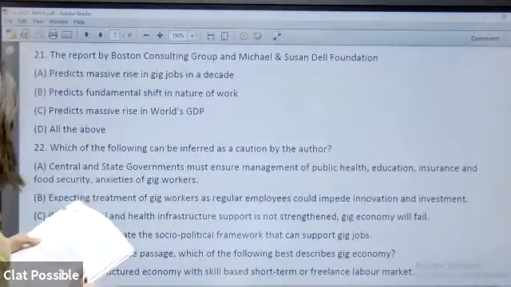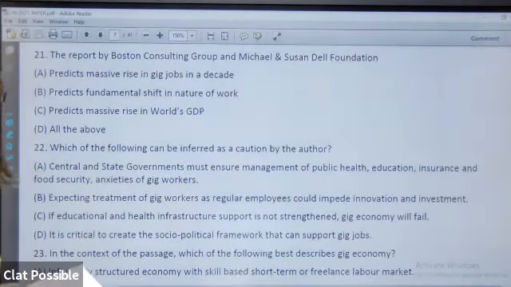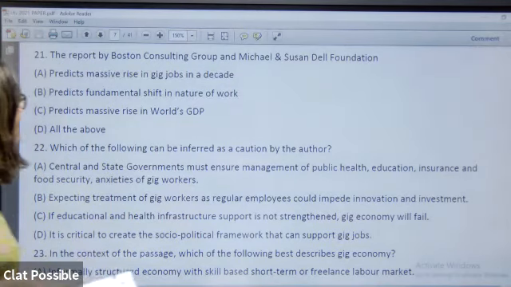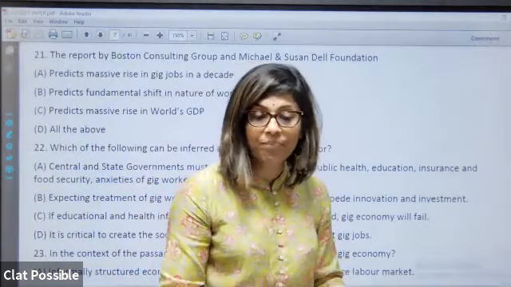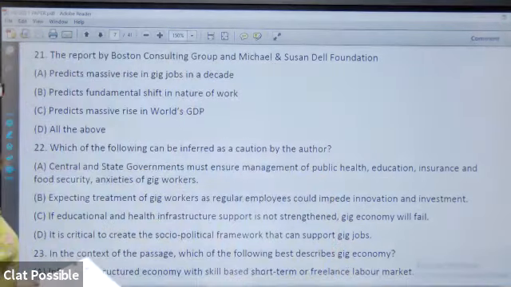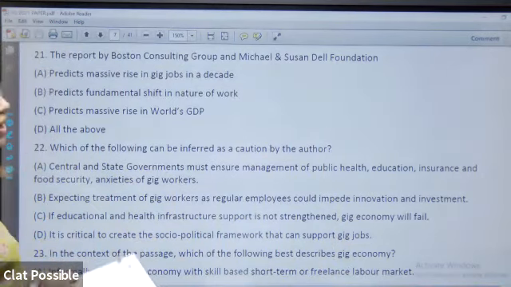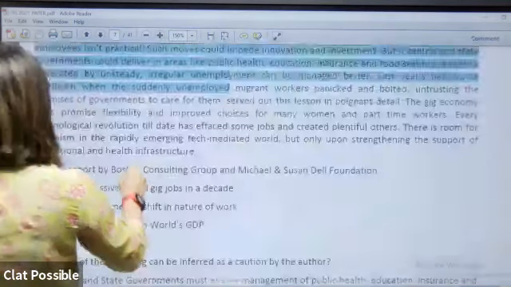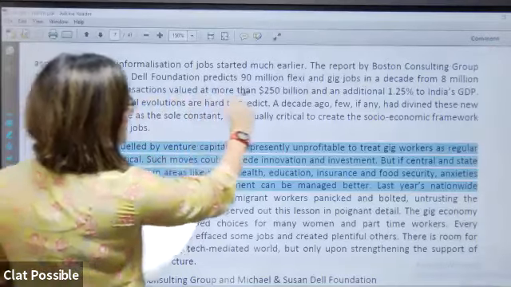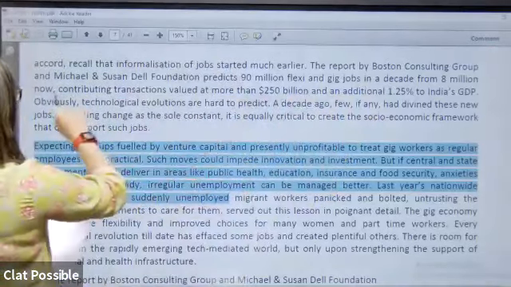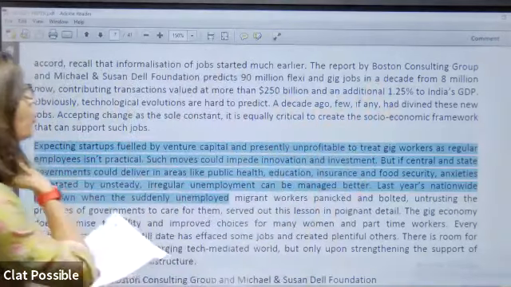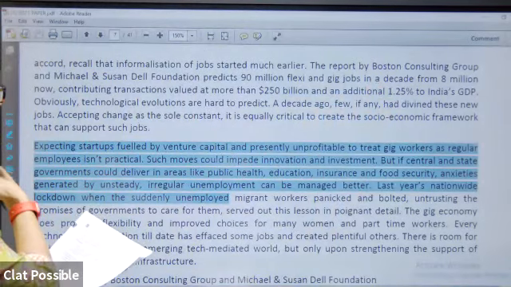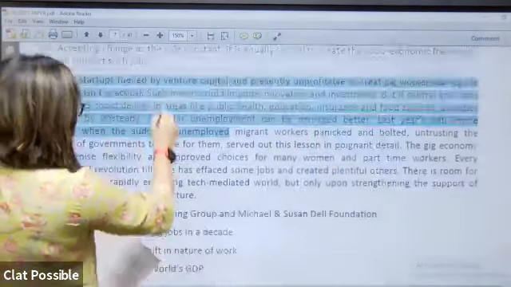21st is a fact-based question where the answer will be all of the above. This foundation has shown there is a fundamental shift in the nature of work. It predicts a massive rise in the world's GDP, right? And gig jobs are what have increased over the years. So if you go back, all these things are found here. It predicts 90 million gig jobs just from 8 million, contributing more than 250 billion and an additional 1.24% to India's GDP. And of course, they are very, very different from other jobs.